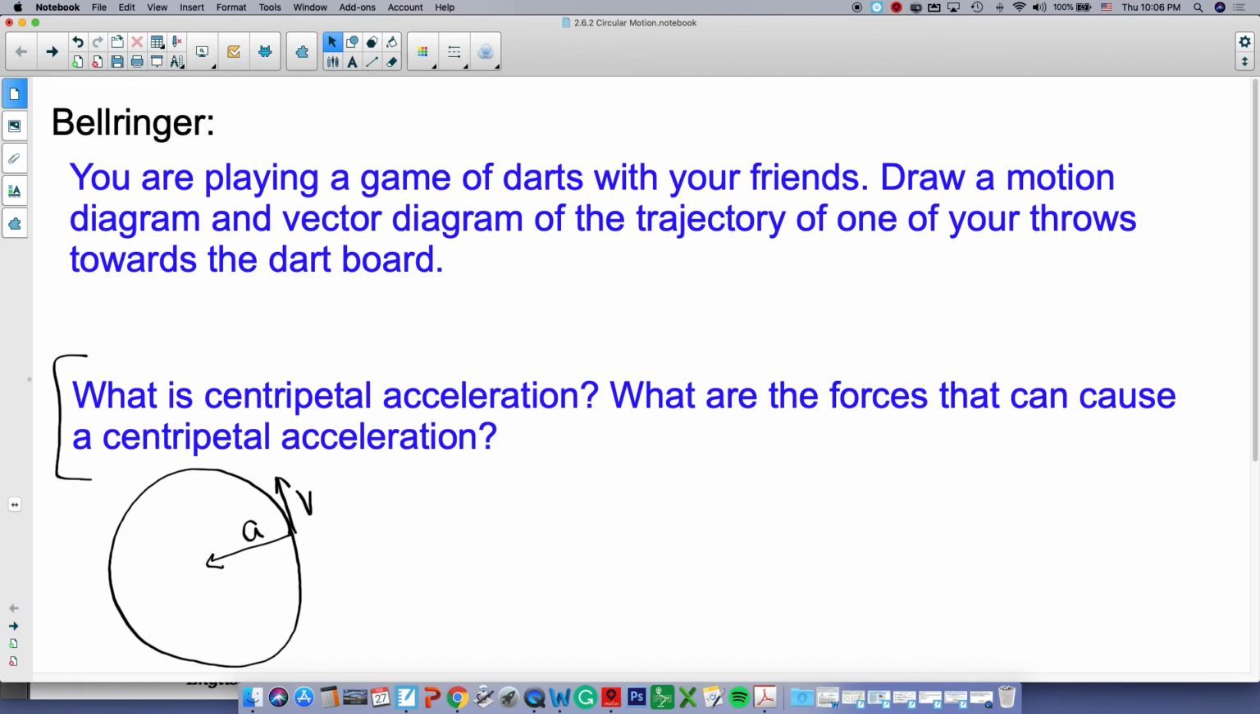So you should know what a tangent line is. A tangent line to that circle is just something that touches it at one point. So the acceleration is towards the center, and the velocity is kind of away from that circle. So centripetal actually means center seeking.